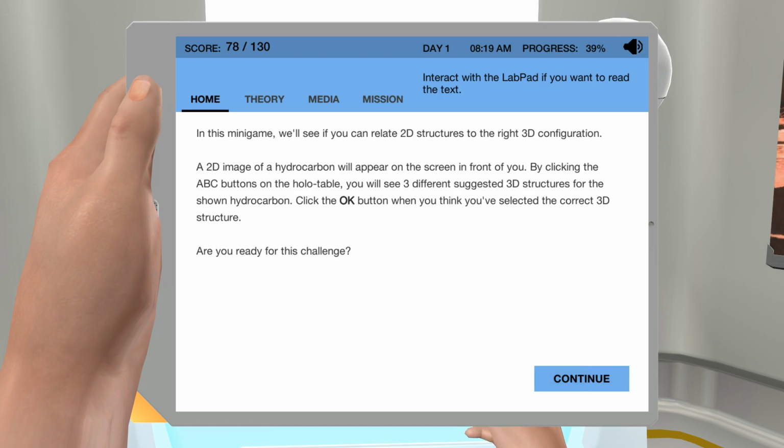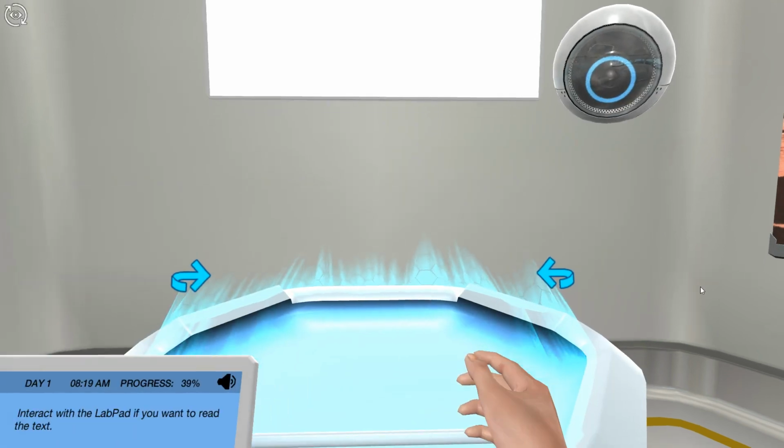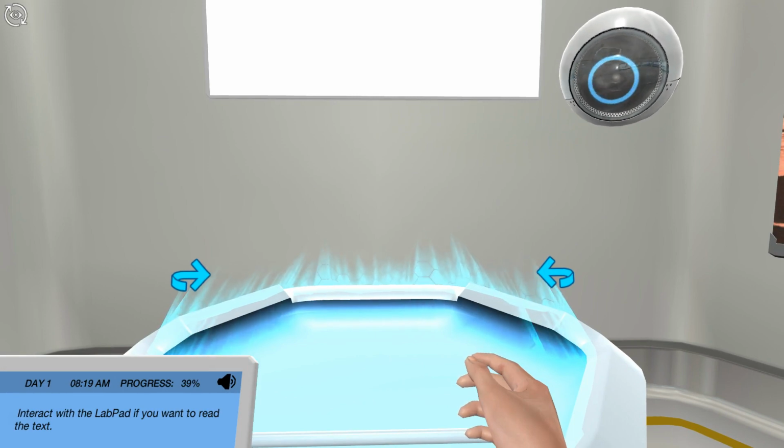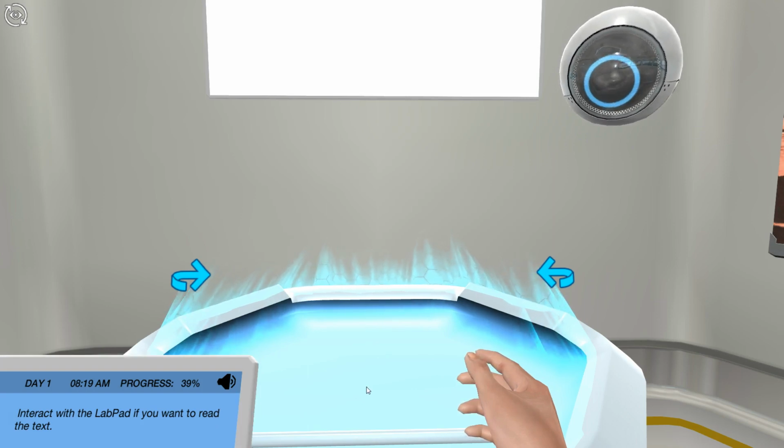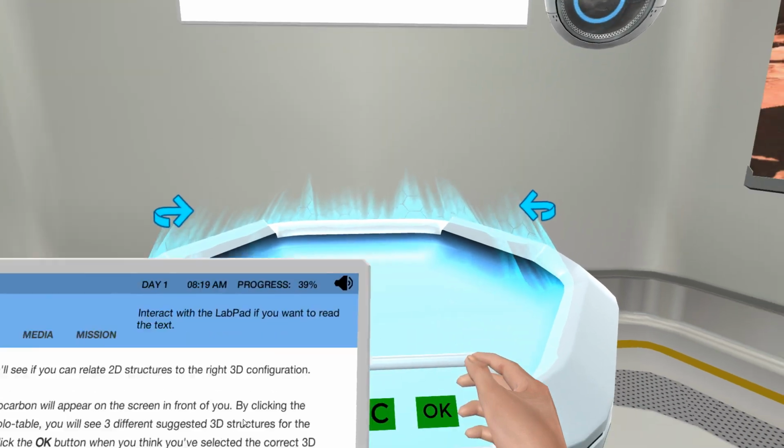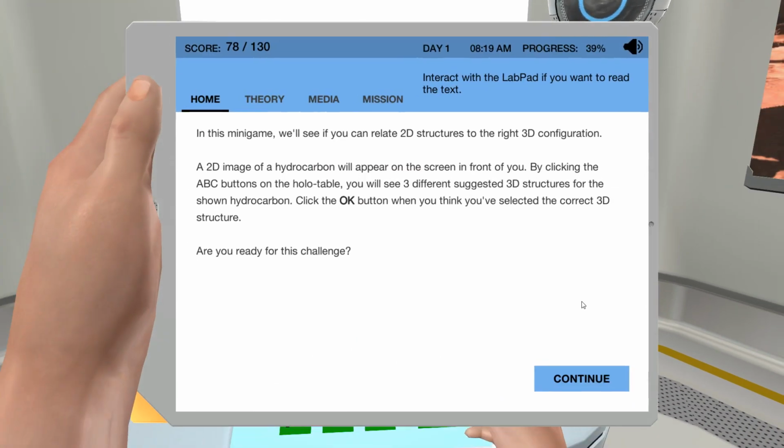In this minigame, we'll see if you can relate 2D structures to the right 3D configuration. A 2D image of a hydrocarbon will appear on the screen in front of you. By clicking the ABC buttons on the holo table, you will see 3 different suggested 3D structures for the shown hydrocarbon. Click the OK button when you think you've selected the correct 3D structure. Are you ready for this challenge?